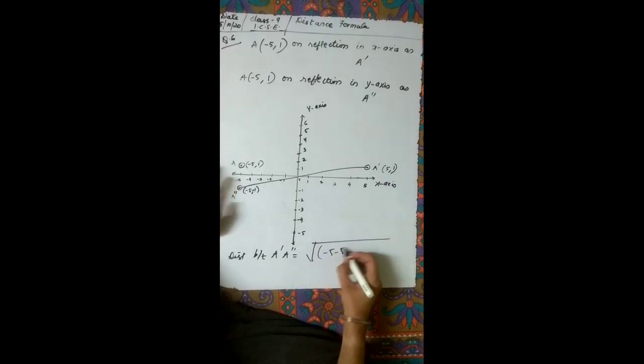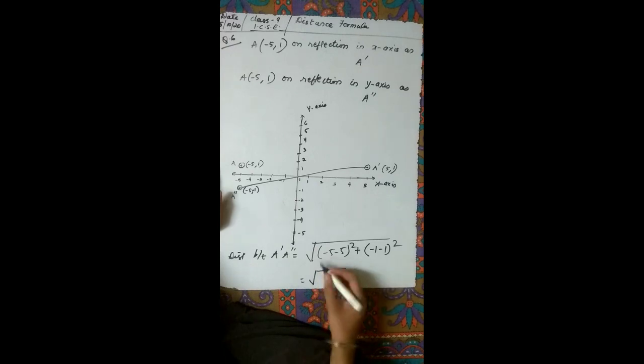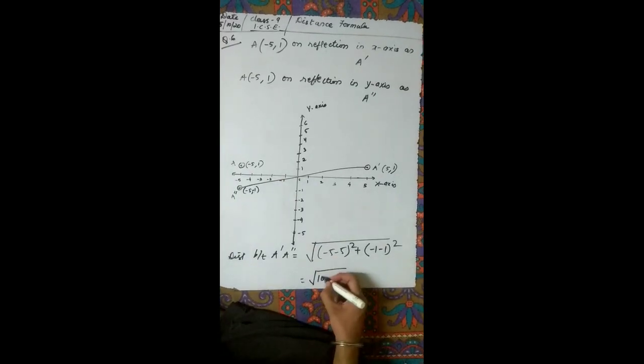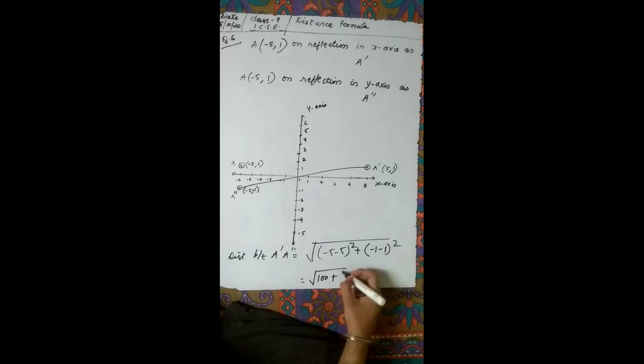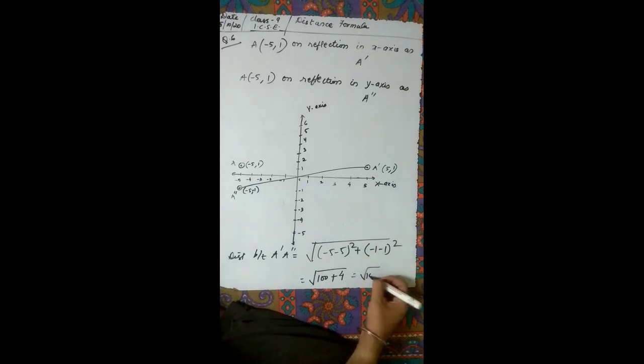The distance is the square root of (x1 minus x2) the whole square plus (y1 minus y2) the whole square. So this will be (-5 minus 5), that is -10, the whole square, that is 100. Then (-1 minus 1), that is -2, the whole square, that is 4. So what can you write? Root 104. Now factorize it and see what you get. That will be your final answer.